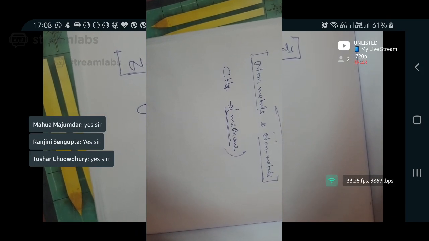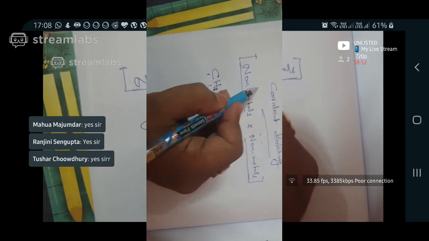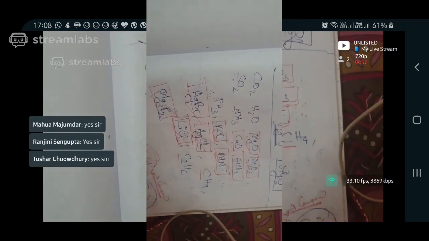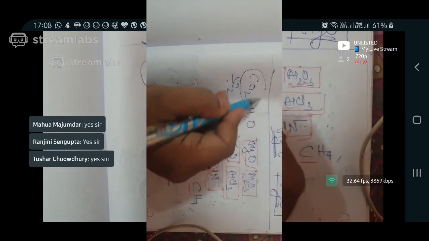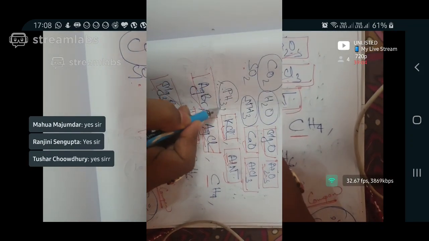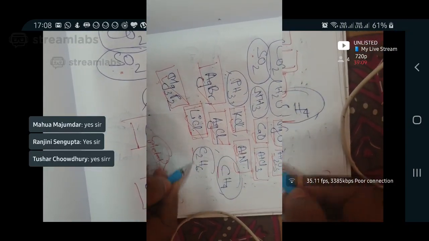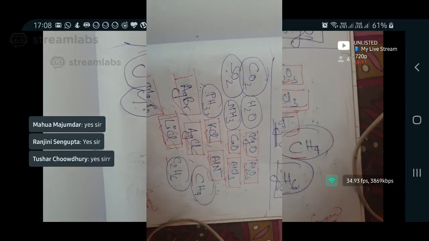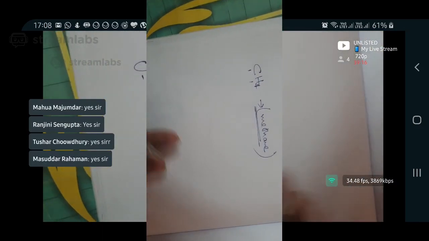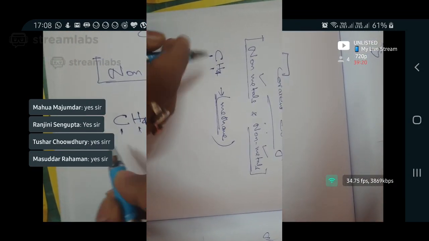Now, when I take the example of CH4, I see that it is also made of non-metals. So when I say that it is a bonding between non-metal and non-metal, it is very easy to understand that CO2 is a covalent compound, H2O is a covalent compound, NH3 is a covalent compound, SO2 is a covalent compound, CH4 is a covalent compound, C2H6 is a covalent compound. These all are covalent compounds.